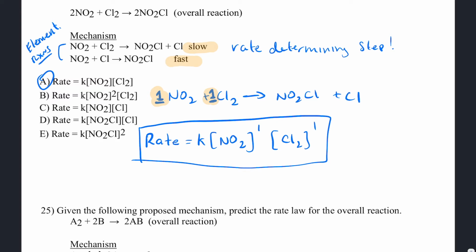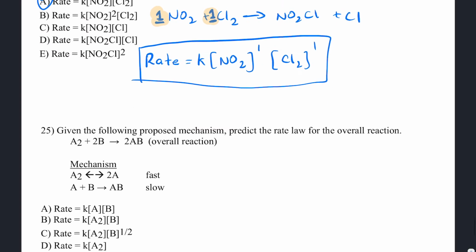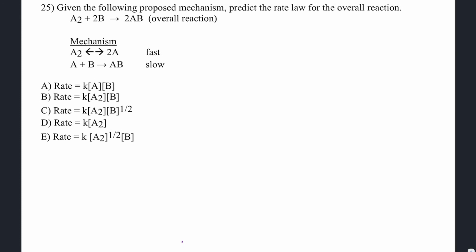Let's move on to something that's a little more difficult. Now, let's figure this out. So in 25, we're giving another reaction. And we're given the fact that the slow step, which I said we should be looking for, is in the second step. Now let's identify some really key features of a mechanism. So we have this forward and backwards arrow in 2A. We have A plus B, another forward arrow, and AB.